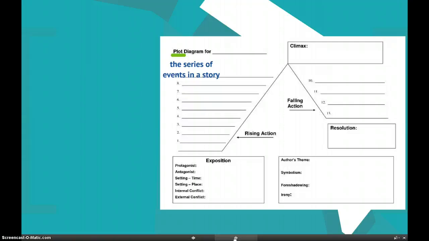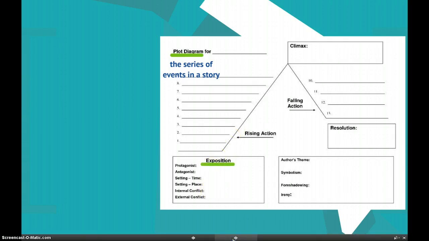And most of the time when we talk about plot, and you've probably done it before, you've used a plot diagram, like this one here. So you've probably already done this, but let's review the elements of plot, and we'll go into a little bit more detail about each one of them.